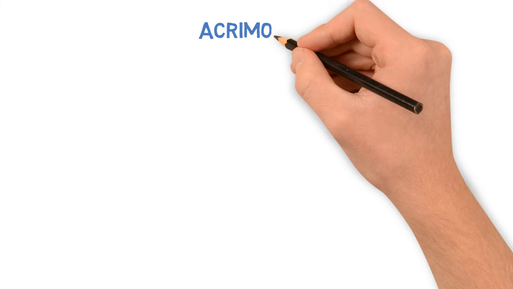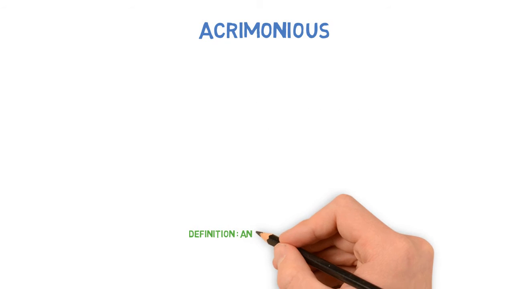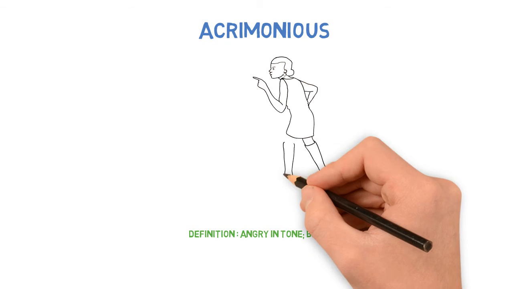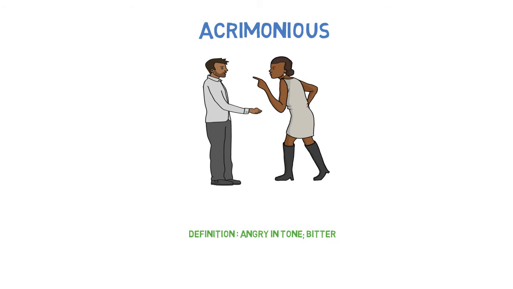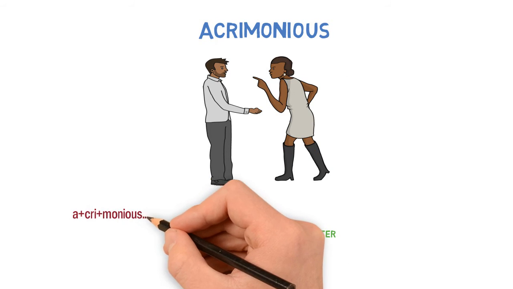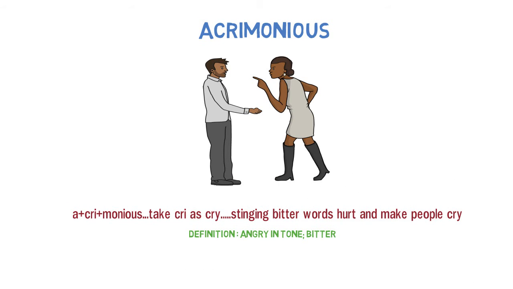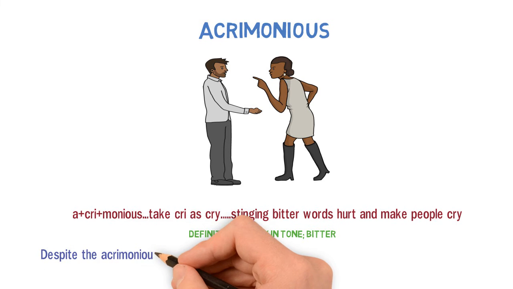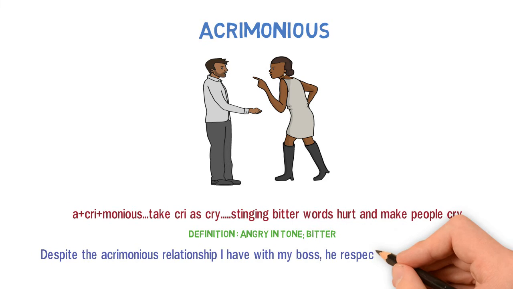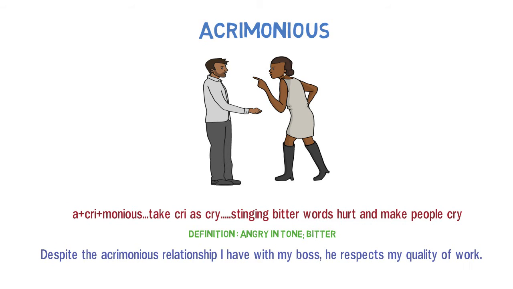Now the next one is acrimonious. Definition of acrimonious is angry in tone and bitter. Here you can see the boss is angry with the employee, and the mnemonic which we can use here is A plus CRI plus monious. Take CRI as cry. Stinging bitter words hurt and make people cry. That means if your boss is saying bitter words to you, then obviously it would hurt you and make you cry also. The example sentence is: despite the acrimonious relationship I have with my boss, he respects my quality of work. That means despite the bitter conversation with his boss, he respects his quality of work also.